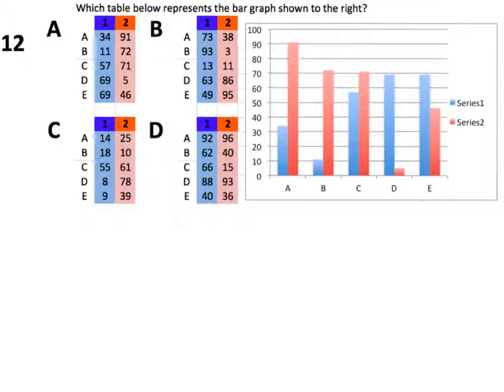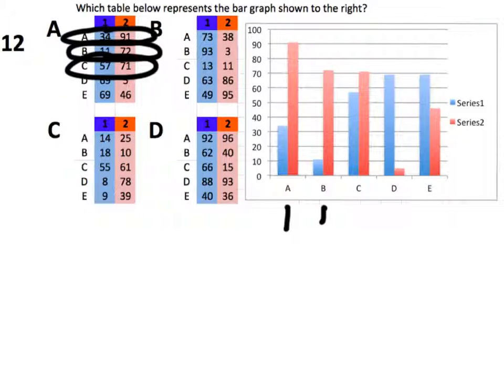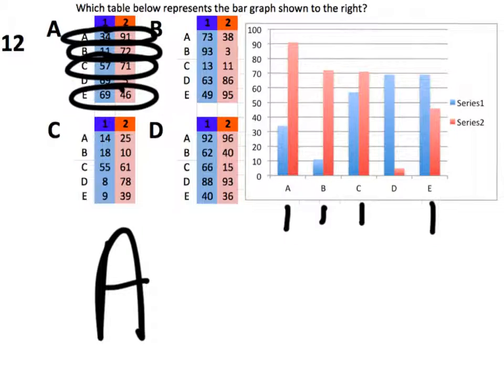All right, we'll start with A again on this one. 34 and 91. That's possible. 11 and 72. That's possible. 57, 71. That's possible. What about 69 and 46 for E? Yeah, I think that's it. Answer is A.